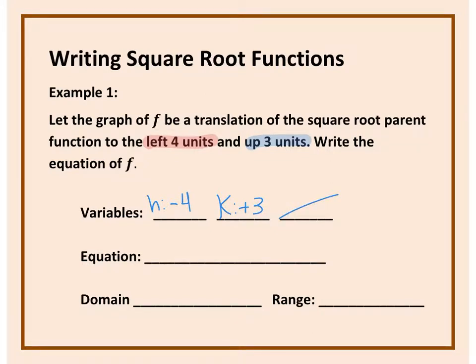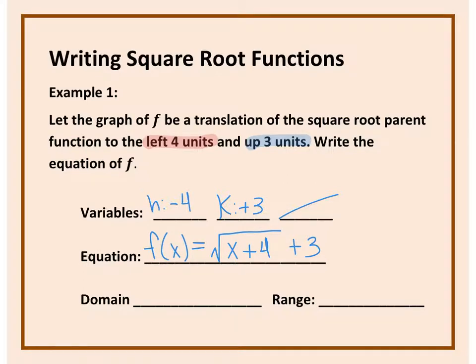So what's my equation? Well, f of x equals, okay, the square root, because that's the parent function, is the square root of x. Now, when you plug in the h value, we're going to change the sign. So h is going to be +4. And the k has to be outside the square root. So there is your equation.